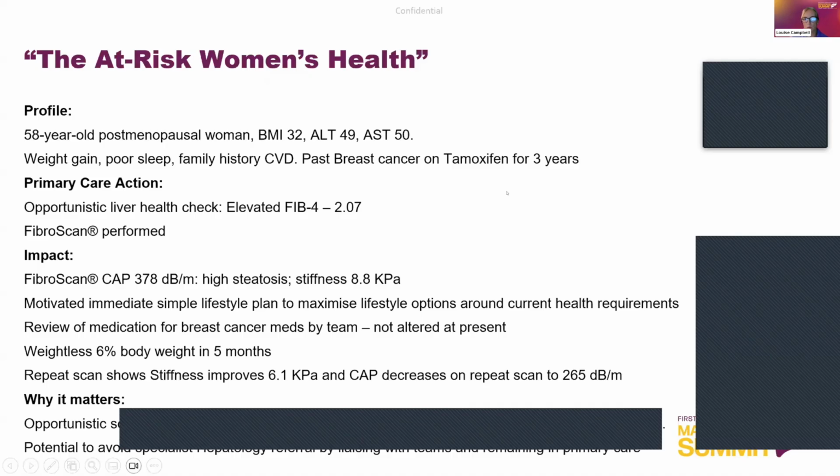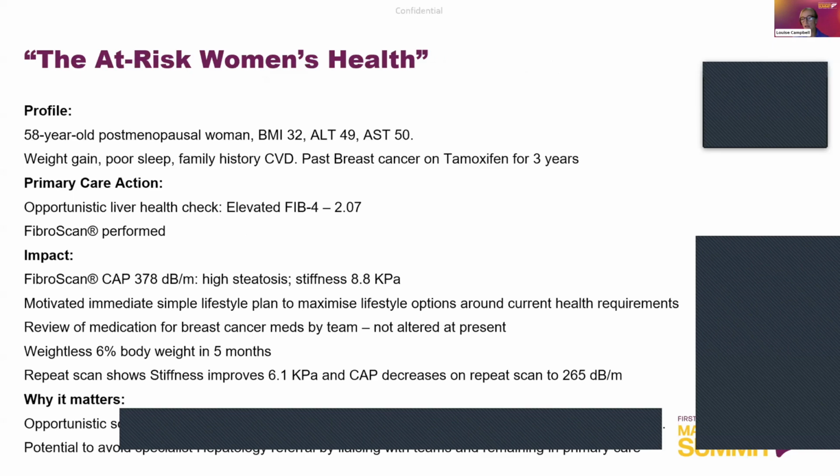Women's health. This was a 58-year-old woman who was postmenopausal. Her BMI was elevated at 32. Her LFTs were elevated. She'd had weight gain, poor sleep, family history of cardiovascular disease, and she had a past breast cancer and was on tamoxifen.